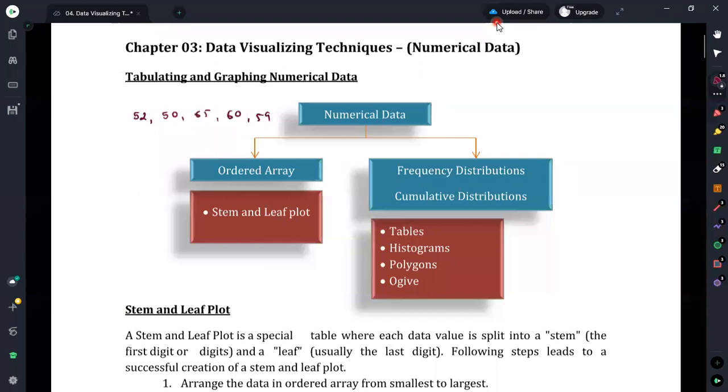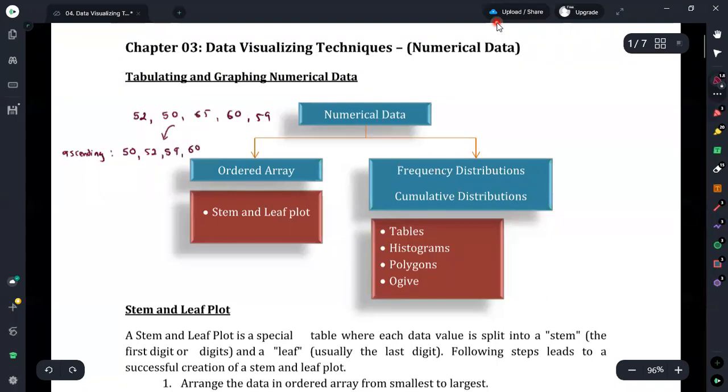Now what we can do is rearrange them in an ordered manner. It means that we can have it in descending order or ascending order. Here I will consider the ascending order of the values. If I consider the ascending order, the smallest element is 50. Thereafter, we get 52, 59, 60, and 65. Therefore, this can be considered as an ordered array of numbers.